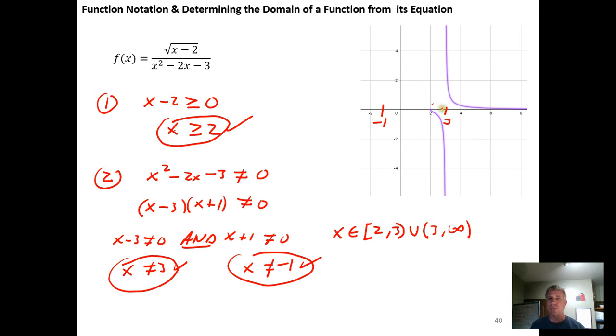So if I'm thinking from a number line perspective, what I'm really doing is saying start at 2, go to 3, and then those open parentheses right here are jumping over the 3, and from 3 we're heading off towards infinity, and that is the domain of this function that is a ratio of a square root expression to a quadratic expression.